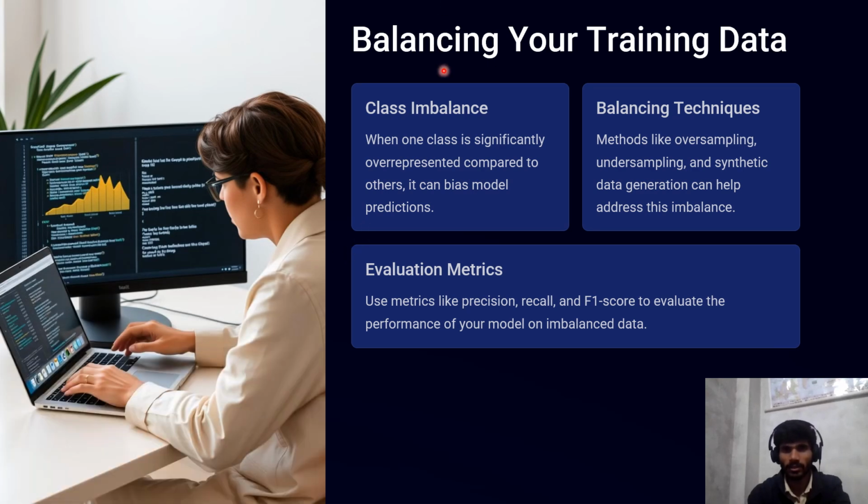Second is balancing your training data. So in this, class imbalance: when one class is significantly over-represented compared to the other, it can bias model predictions. Second is balancing techniques, methods like oversampling, undersampling and synthetic data generation can help address this imbalance.